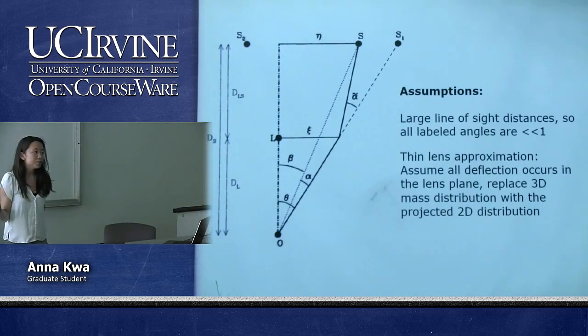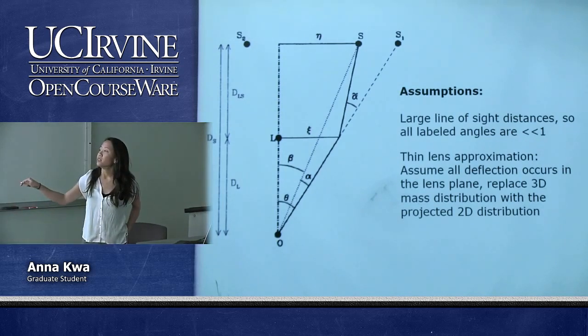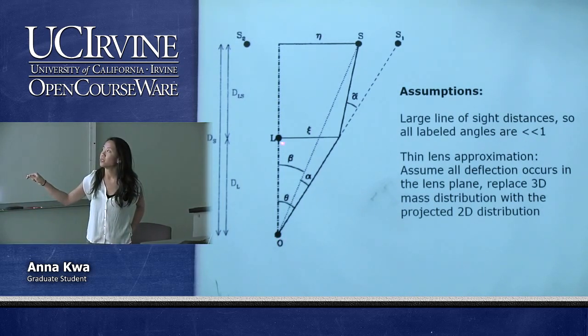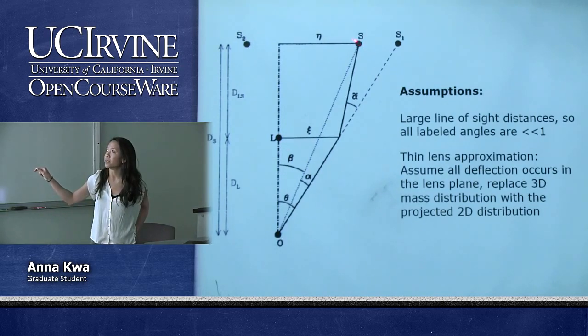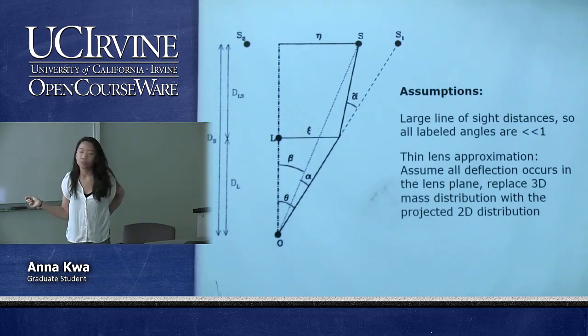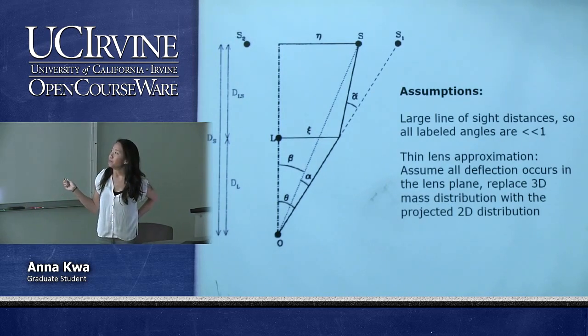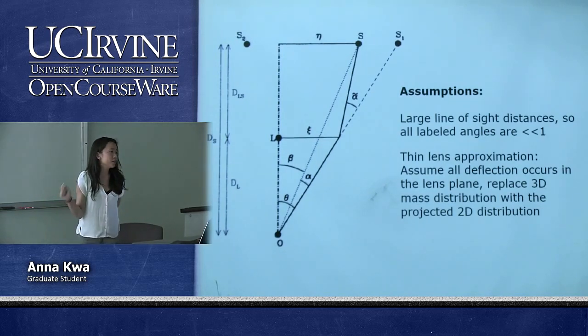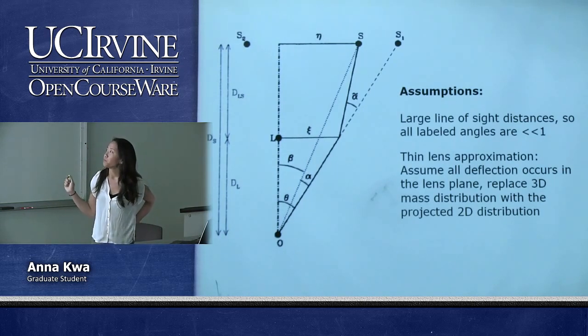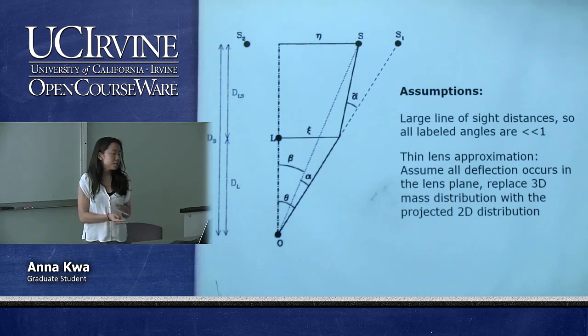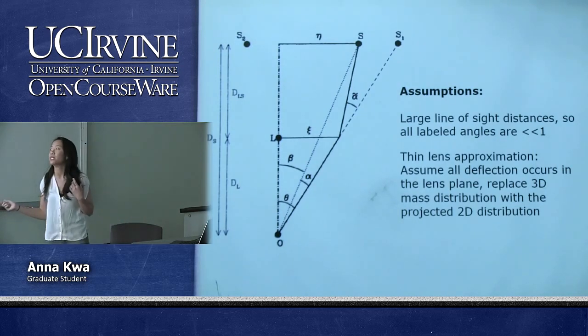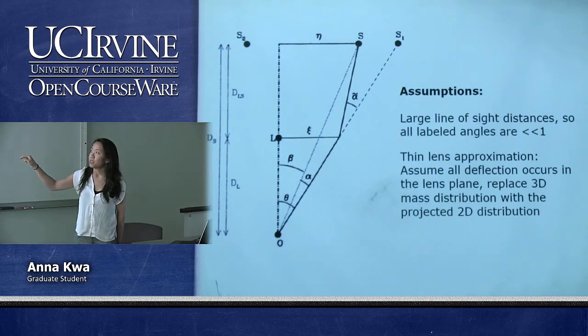This is just the geometry of a simplified lens system that we're going to look at. So this is the observer, O. L is the lens. This S is the source. And then S1 is where you think the source is when you make your observation. The assumptions that we make for the following slides are that these projected distances along our line of sight are very large, so you can make small angle approximations. And also, since these distances are so large, you can also make the thin lens approximation, which is that all of the deflection action occurs in the lens plane.